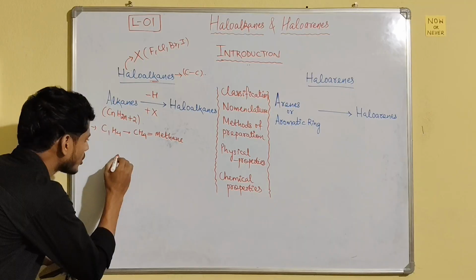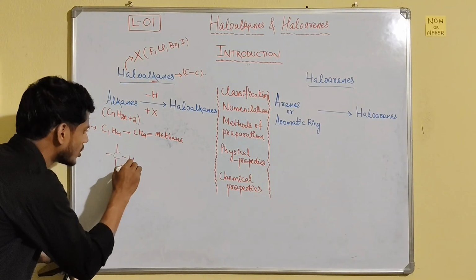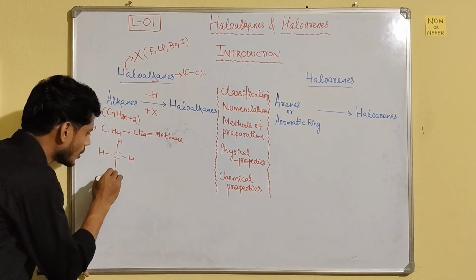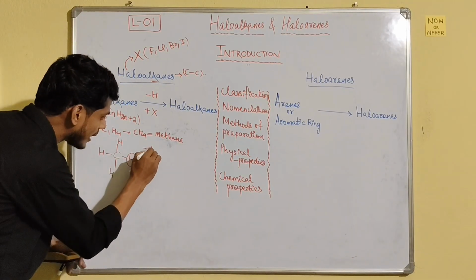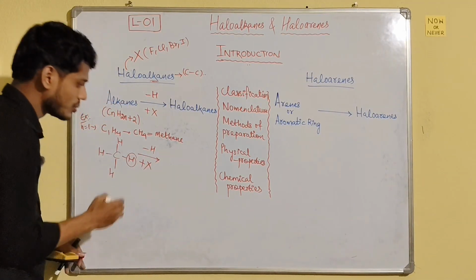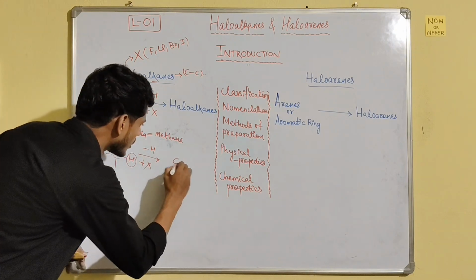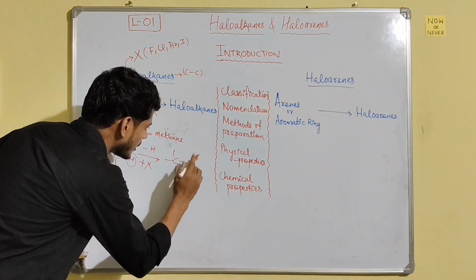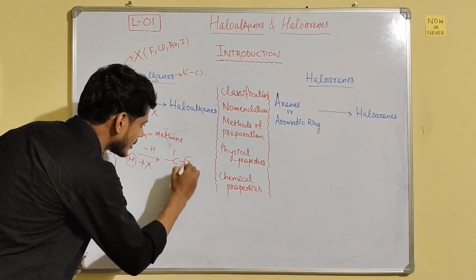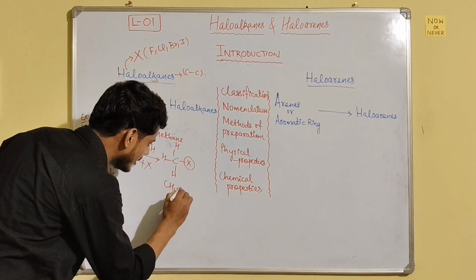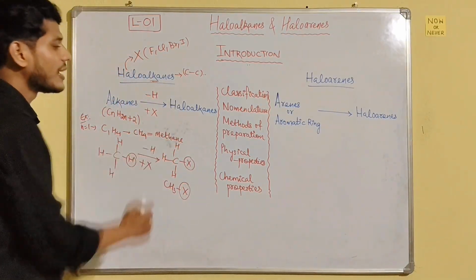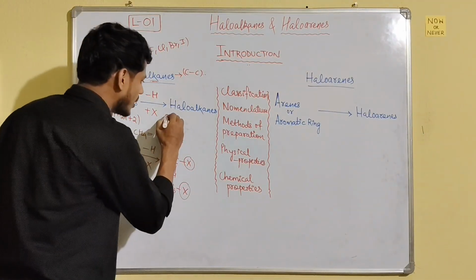So let's do the structure of methane. So methane contains 4 hydrogen atoms. Okay, so what we will do, we will replace this hydrogen atom with a X group, that is halogen group. So what we will get? Here we will get X and here will be hydrogen. Okay, that is CH3X.